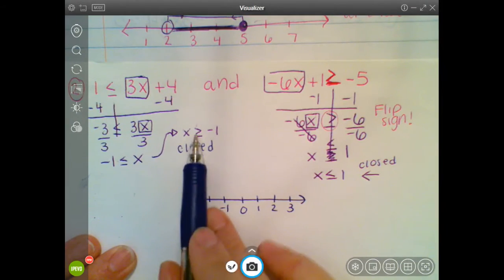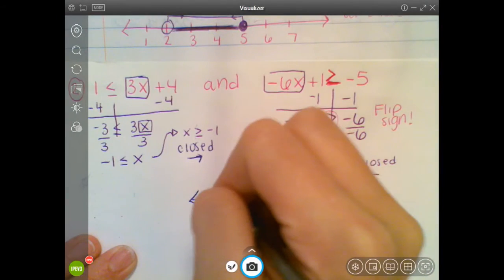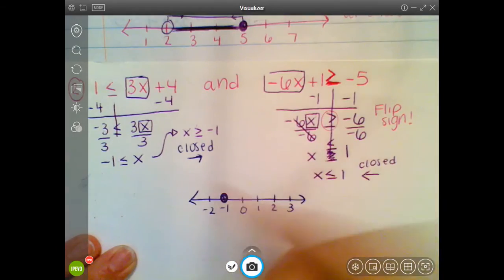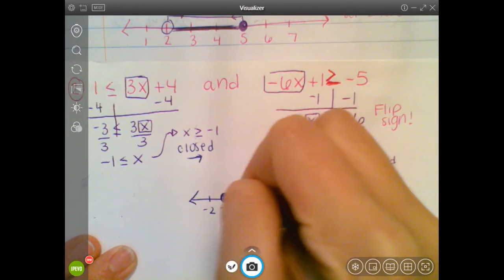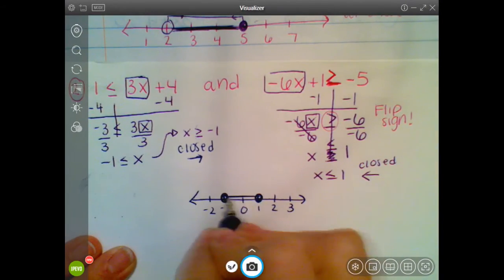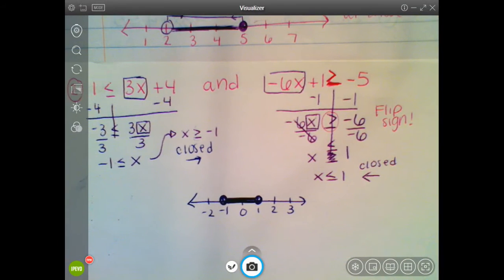So here I have a closed circle at negative 1, and it's going to go to the right. And then I have a closed circle at 1, and that one goes to the left. So just like before, that means any number in here, so I can make this band pretty thick, will work. So any kind of number, integer, decimal in that section will be a solution to this inequality.